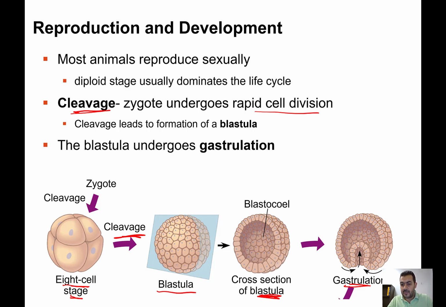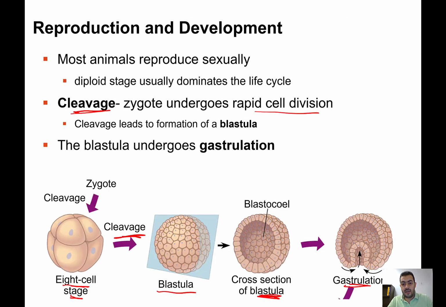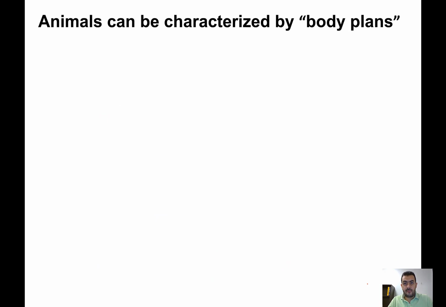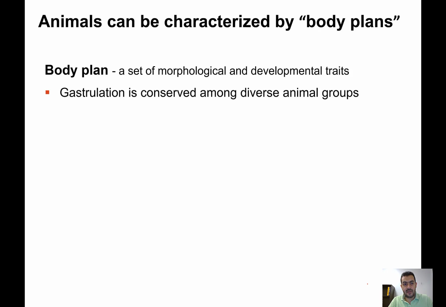As we will see later on, these are called the germ layers, and this is important, as I said, in characterizing the different groups of animals, which will be shown in the next slides. Animals can be characterized by body plans. So what does a body plan mean? It means a set of morphological and developmental traits.